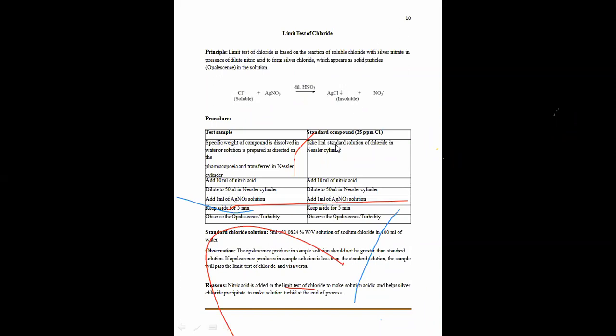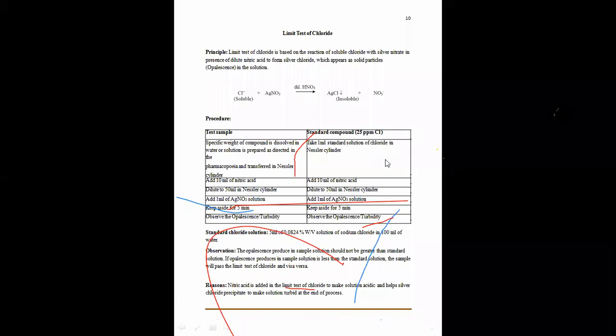So what we are going to do? We are going to take one test solution, whose chloride impurity we have to check, and another one, a standard solution, in which we are going to add a known amount of chloride ion. In the test sample, the test solution is the solution whose limit test we are going to do, or whose presence of impurity we have to check. That solution we are going to take as a test solution, and in the standard solution we are going to add a known amount of chloride ions.